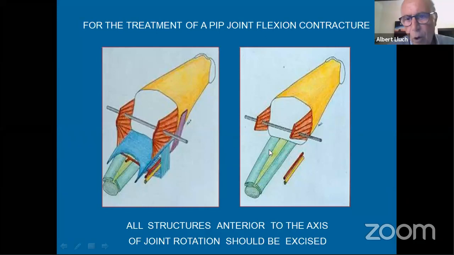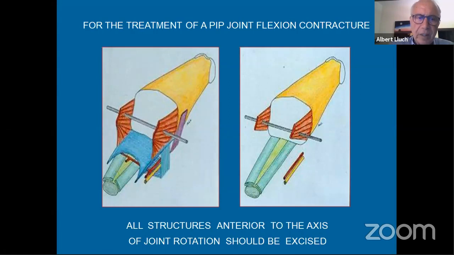And we should leave only the collateral ligaments, the flexor tendons, sublimis and profundus, the dorsal artery, and the volar nerve, because these are structures that are mobile. But the rest of the structures that may have a deposition of collagen on the surface should be removed. And it's very important to remove these ligaments, Cleland and Grayson, mainly in cases of Dupuytren contracture.